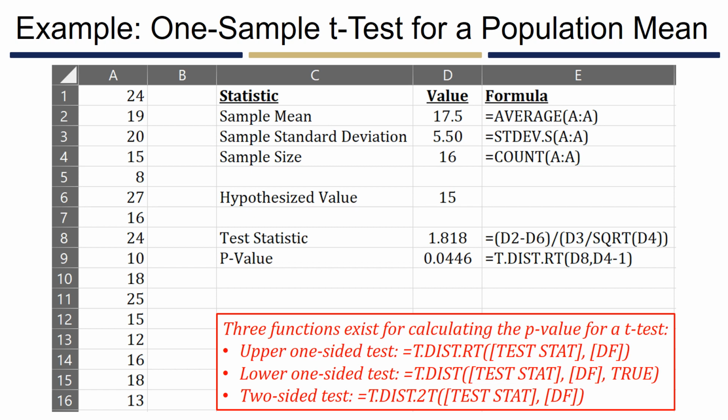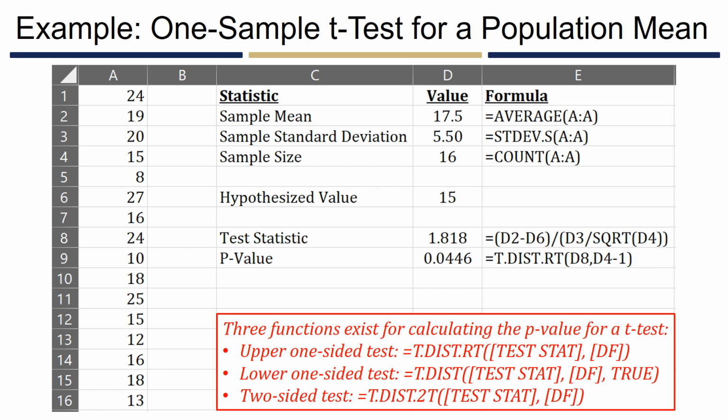If, on the other hand, you have a lower one-sided test, you use the t.dist function. There are three arguments. Again, you'll put in the test stat, the degrees of freedom, and then the third argument is always going to be set equal to true. For a two-sided test, you have t.dist.2t, which is the same function that we use to find critical values for the confidence interval. We can put in the test statistic and the degrees of freedom to again get the corresponding p-value.